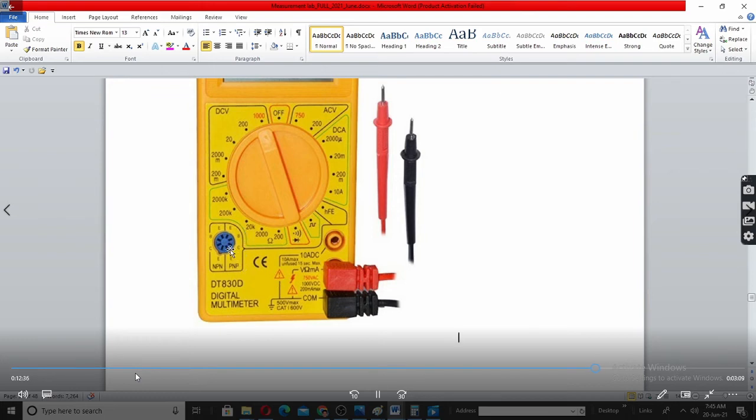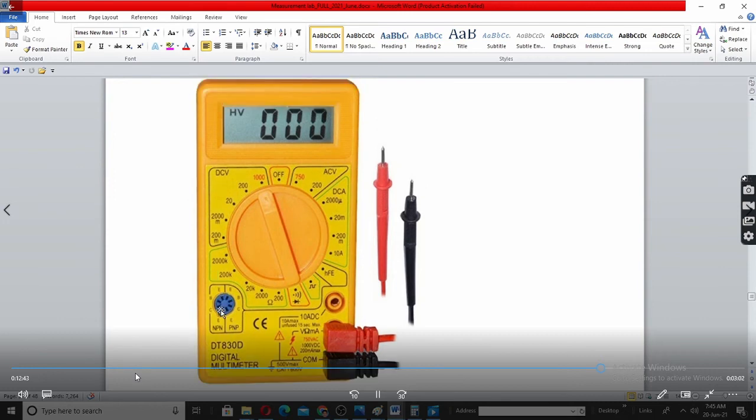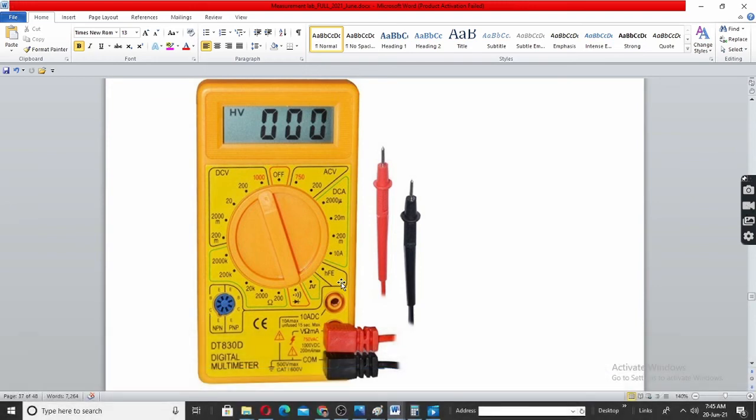If it is PNP, insert here. If it is NPN, insert here. Select this range, hFE. Then the meter will display the value of hFE if the transistor is healthy. hFE or beta, both are the same. Their value is around 200, usually between 100 and 250.